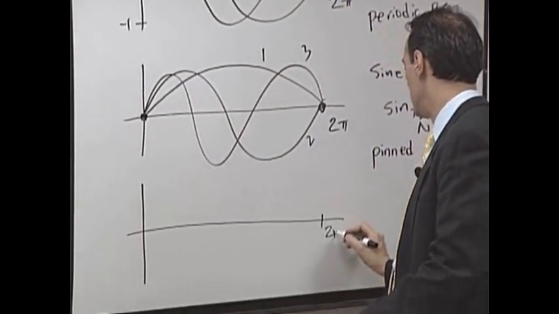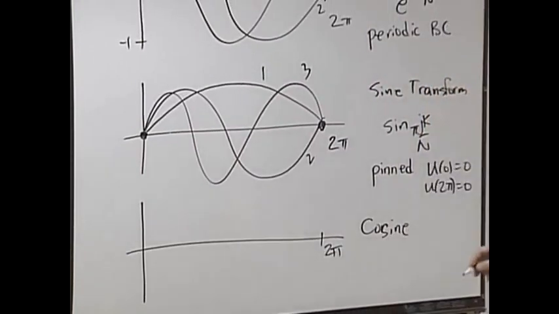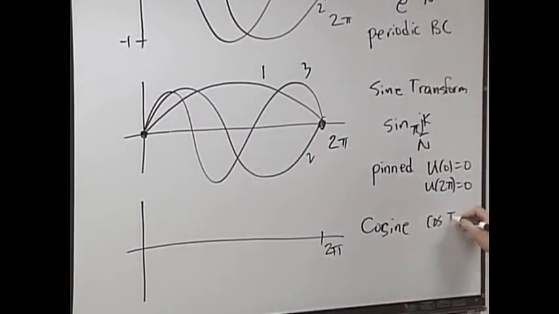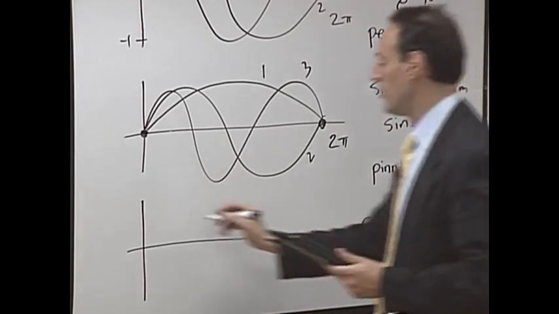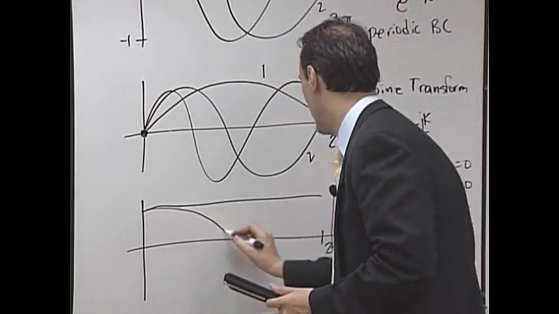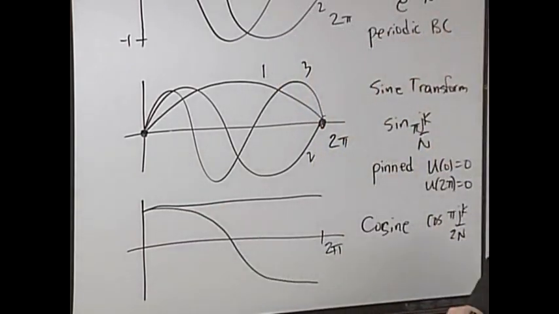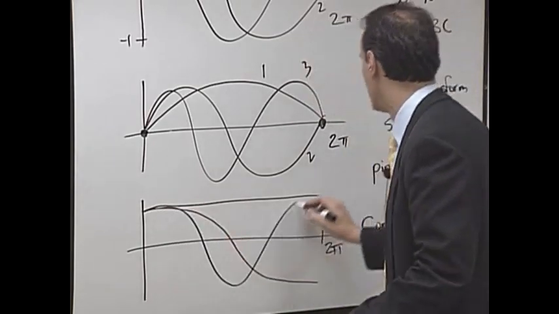Okay? Cosine, again, cosinus, and there you have the cosine of pi j k over n as your kernel. And actually here we put a 2 on the bottom. We're going to do half angles. And then the first mode is a DC component. Second mode, cosine half, it's like that. Third mode, like that.